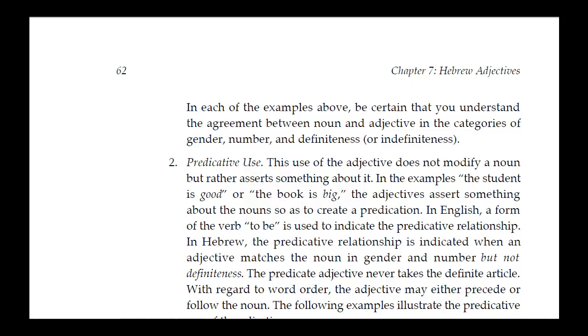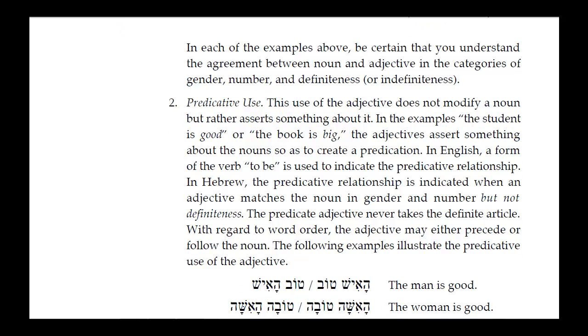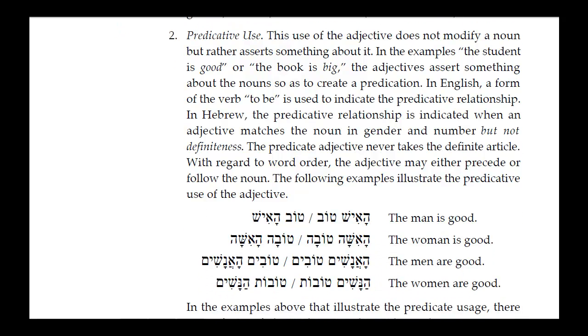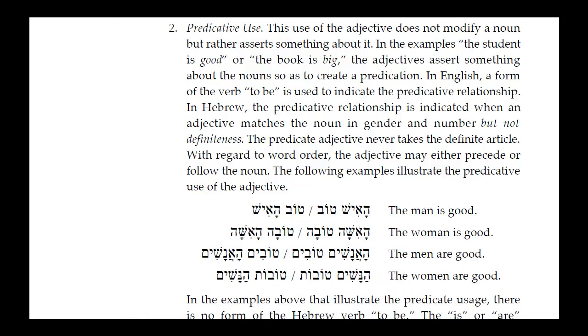Okay, let's go ahead and go into the predicate use of the adjective. As we alluded to just briefly, an attributive adjective normally comes after the noun that it modifies, and it must agree with it in gender, number, and definiteness or indefiniteness, depending on what the noun is.